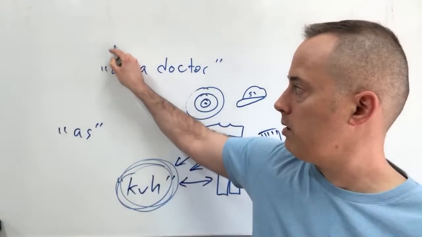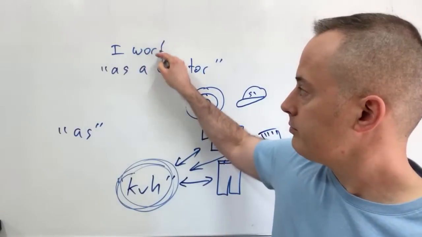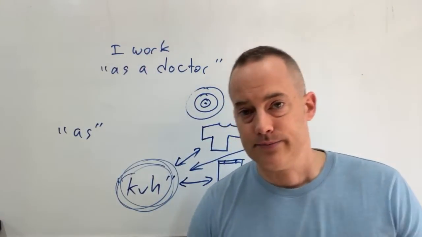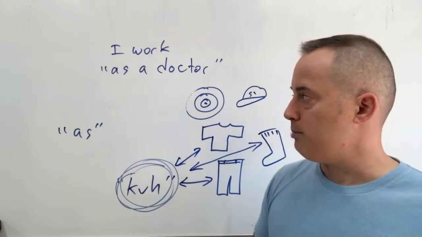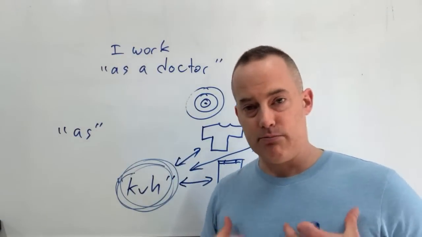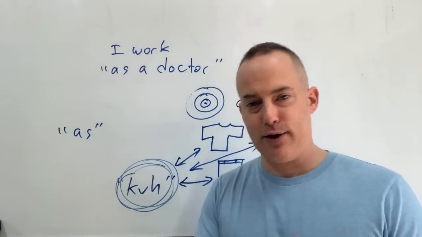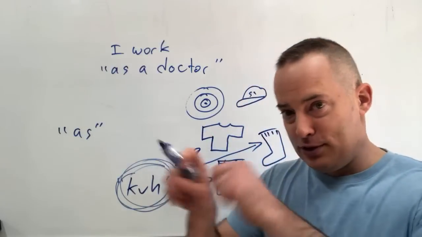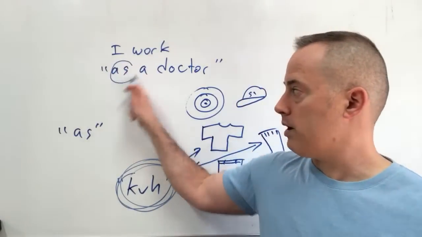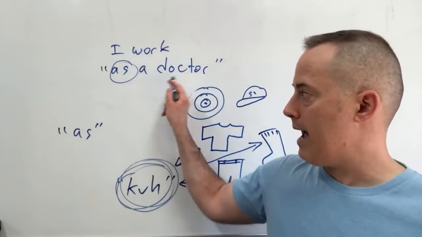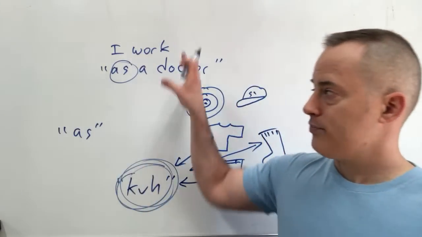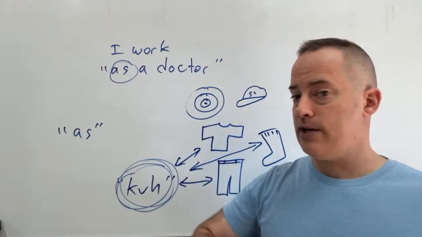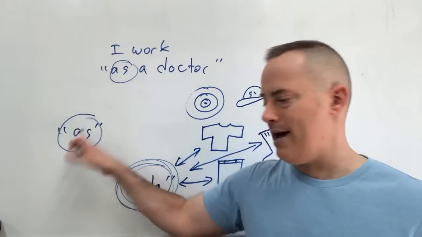So, "I work as a doctor." Now, maybe you don't quite understand what that means, but you see a picture of a person wearing a doctor coat, and you can see that person doing some doctor things. "I work as a doctor," or "I work as a teacher." "I work as a lawyer." "I work as this."